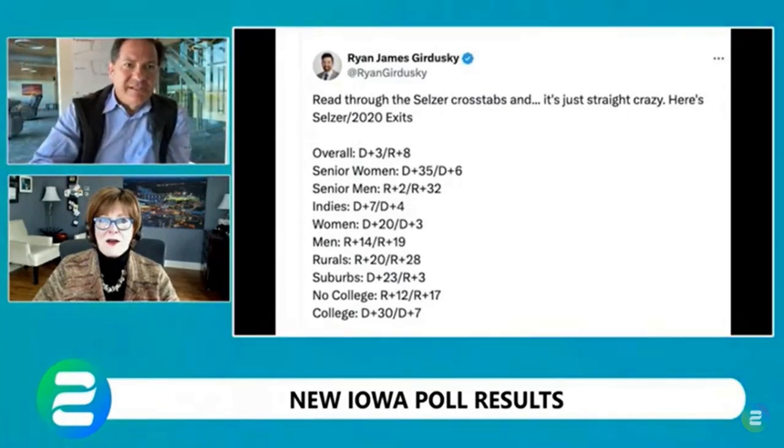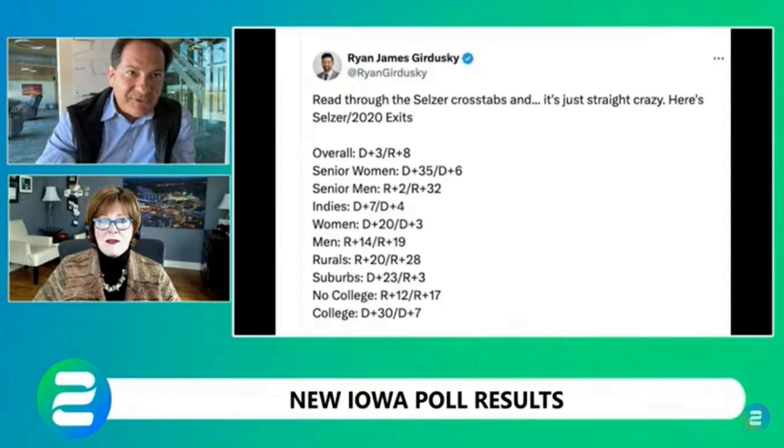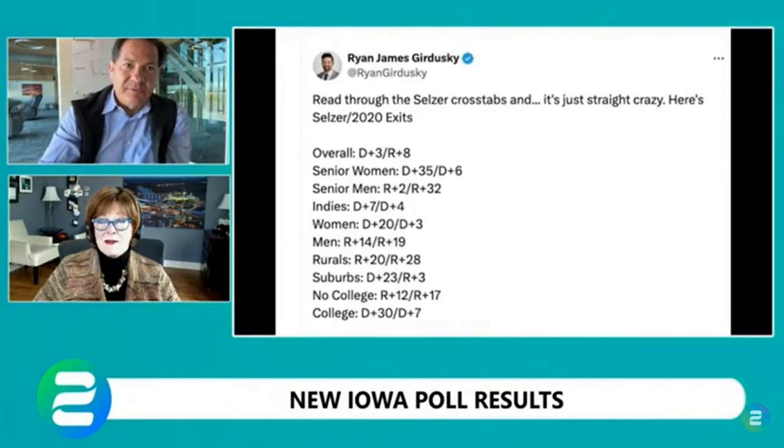So they're saying, and again, he says read through the Selzer crosstabs, that they know this poll shows your sample is 3% more Democrats than Republicans, whereas the electorate last time was 8% more Republican. It says that you have Indies voting Democrat +4, whereas last time they voted +7. So they're saying if you compare what you have with what happened in 2020, according to the exit polls, it's way too big a change across all these groups in a uniform way towards pro-Harris as opposed to Trump.